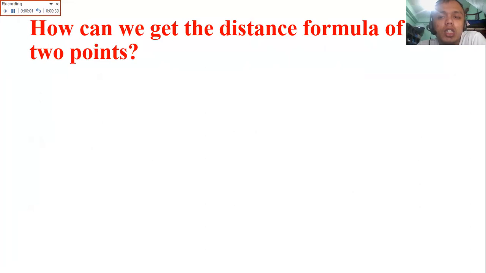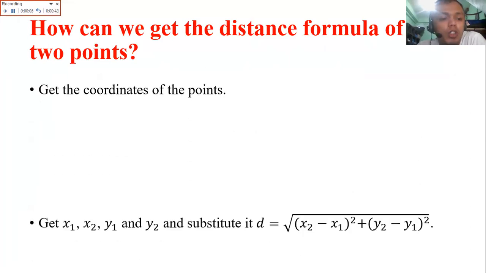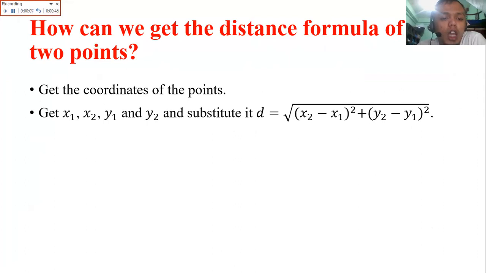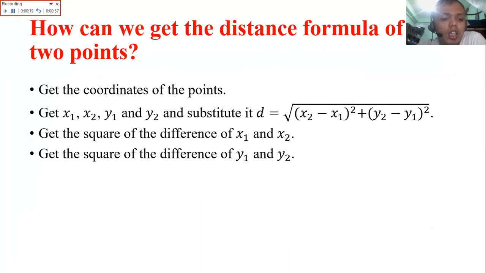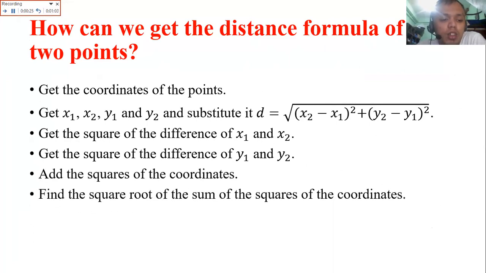How can we get the distance of 2 points? First thing to do is to get the coordinates of the points. Then get x sub 1, x sub 2, y sub 1, and y sub 2 and substitute them into this formula. Then get the square of the difference of x sub 1 and x sub 2, and then get the square of the difference of y sub 1 and y sub 2. And then add the squares of the coordinates. Then find the square root of the sum of the squares.